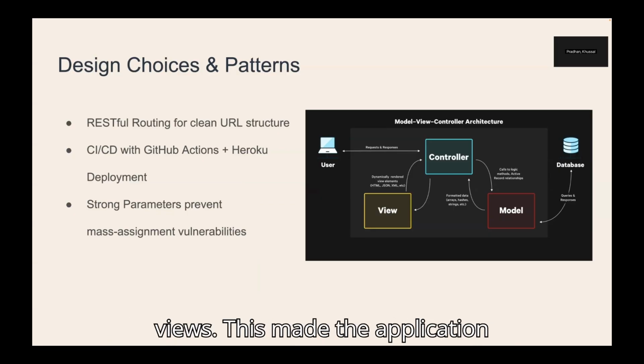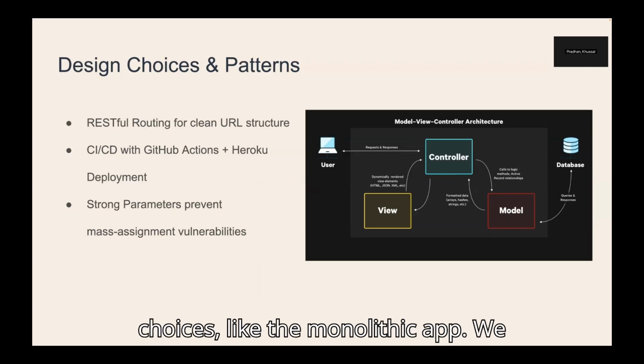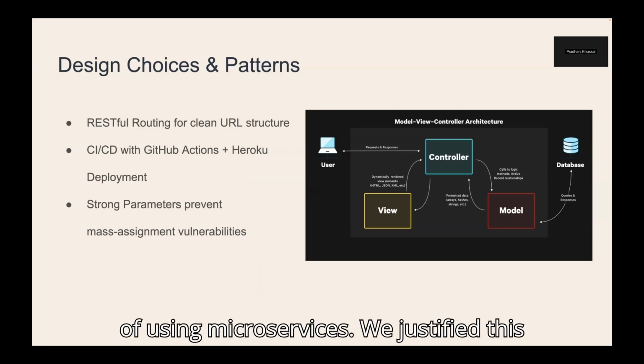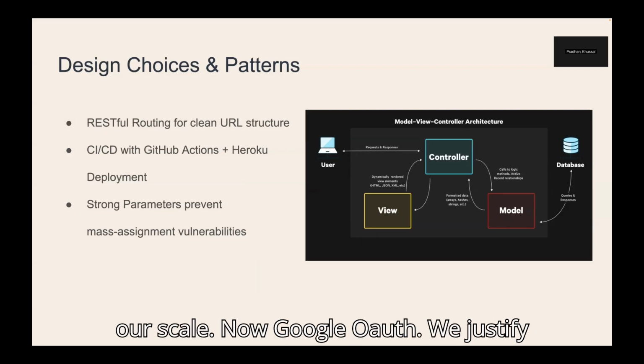This made the application organized, scalable, and easy to test. We also made several other major design choices, like the monolithic app. We chose to build a monolithic app instead of using microservices. We justified this because it's much faster to develop, simpler to deploy, and perfect for a project of our scale.